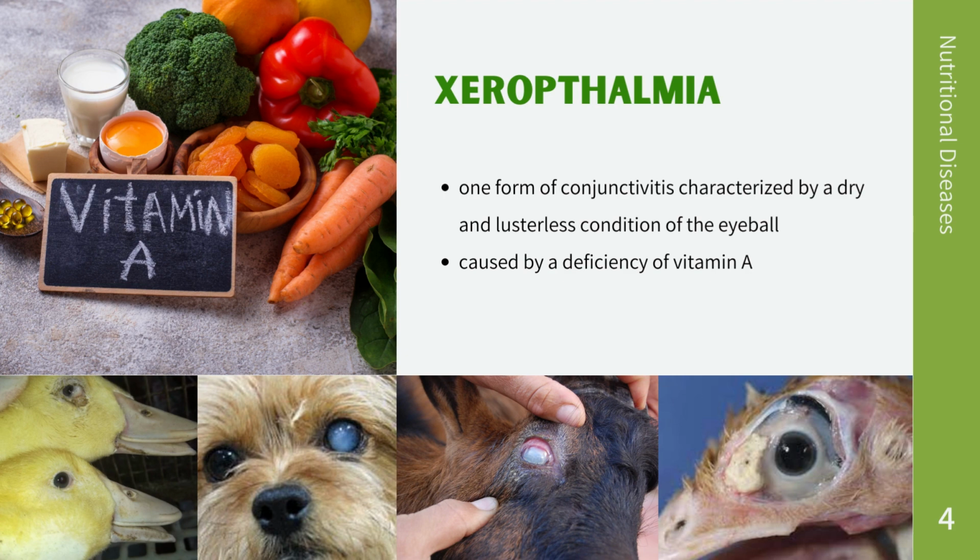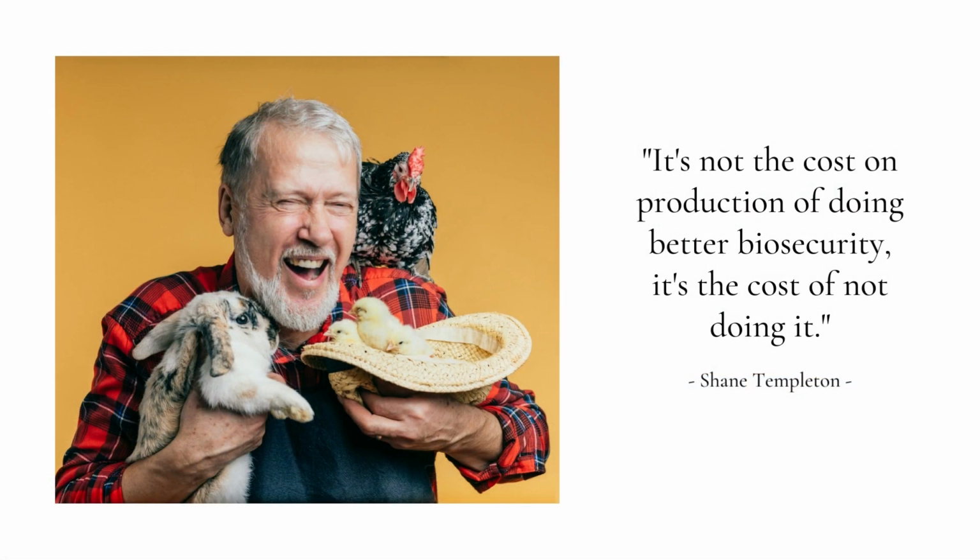Again, animal diseases have a negative impact on animal welfare, public health, and the economy. Awareness of the symptoms, causes, prevention, and other important information about the common viral and nutritional diseases is essential in operating a successful animal production enterprise. I would like to end this presentation by quoting from Shane Templeton that it's not the cost on production of doing better biosecurity, it's the cost of not doing it.